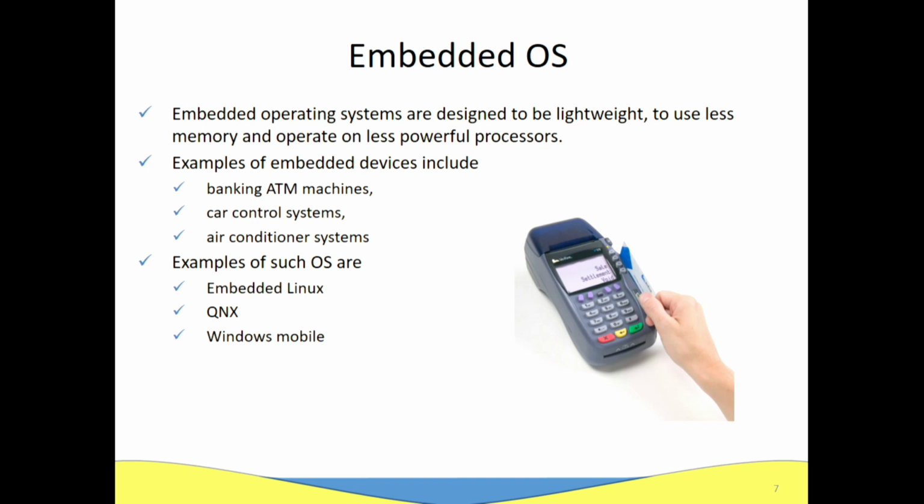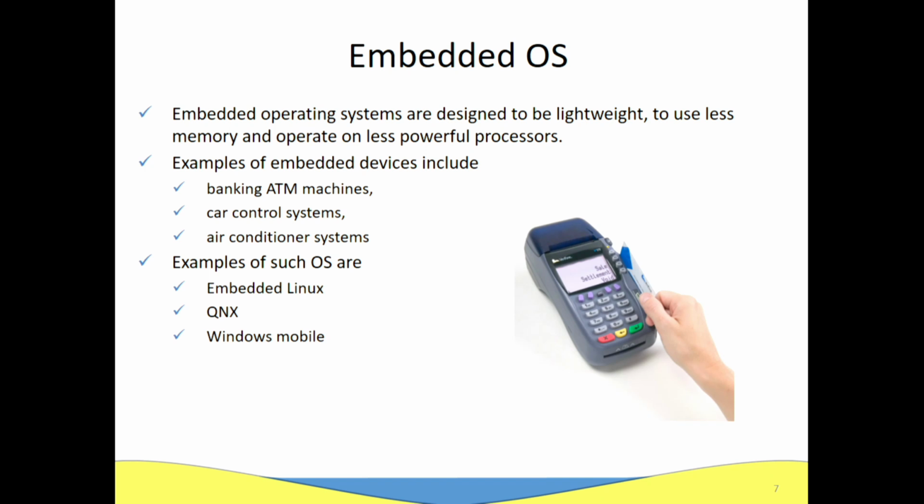Moreover, the installation images of embedded systems usually come with the application that will be running on the system. For instance, a temperature controller in an air conditioner. So the embedded operating system will come with the program that is pre-installed in the system. Some examples of such operating systems are embedded Linux, QNX, and Windows Mobile, which is now succeeded by Windows Phone, a family of operating systems for Microsoft smartphones.